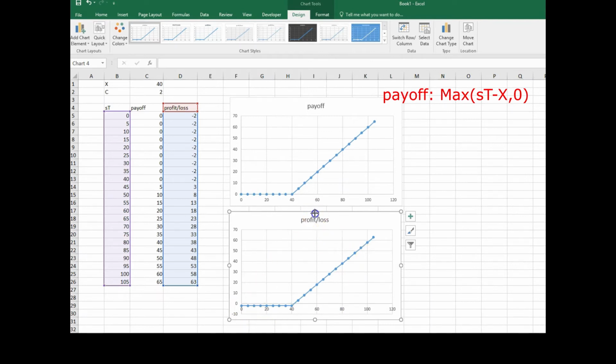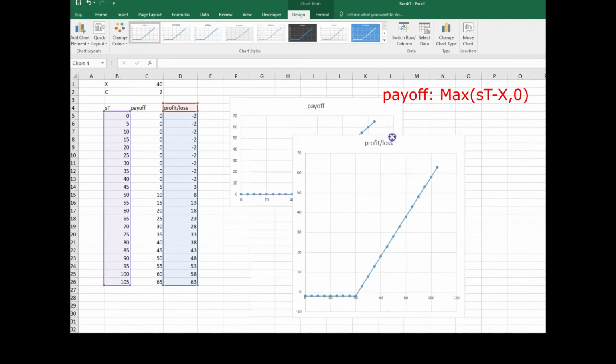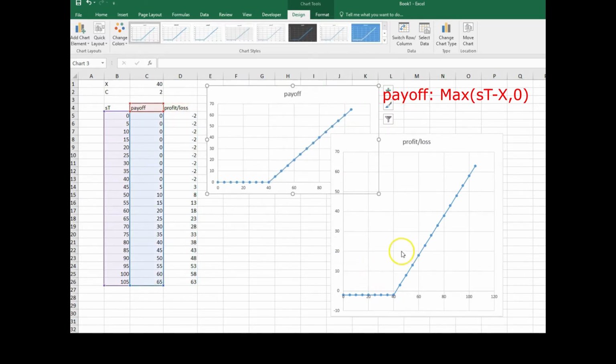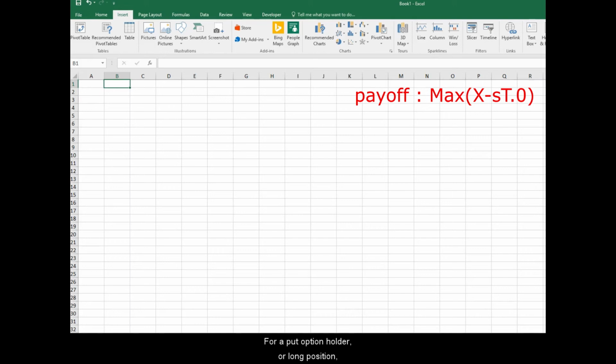So this is not very clear, so let's make it bigger. Actually, it's a $2 difference. So this is the payoff for the call option buyer. At $40 is the start, the long position holder will exercise. And actually $42 is the break-even point.